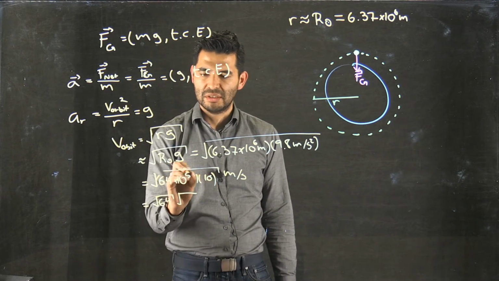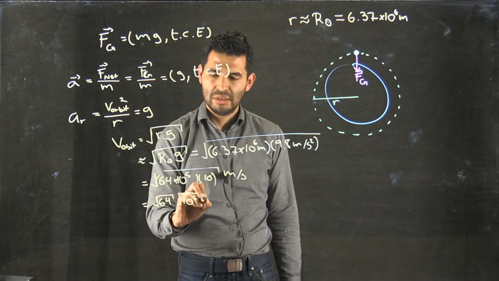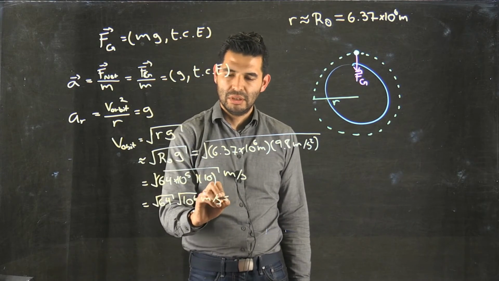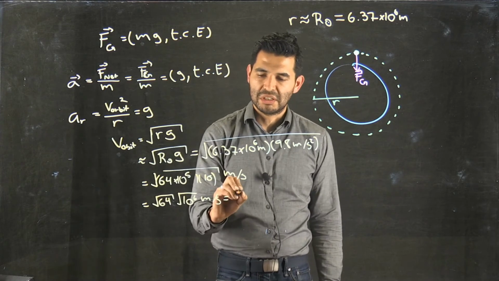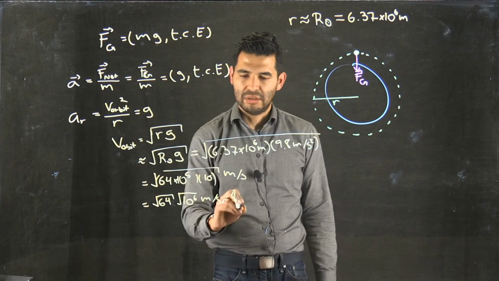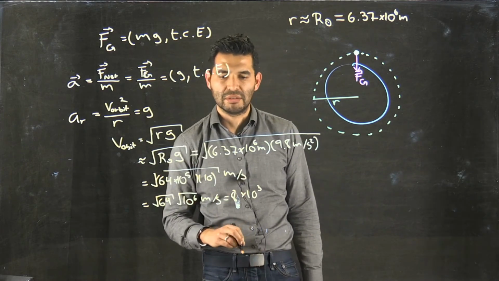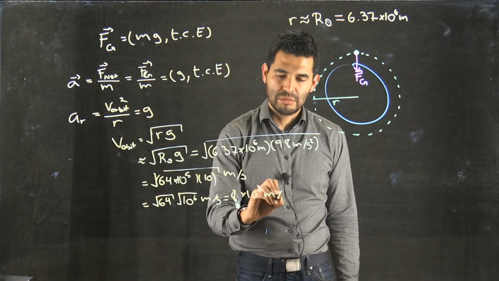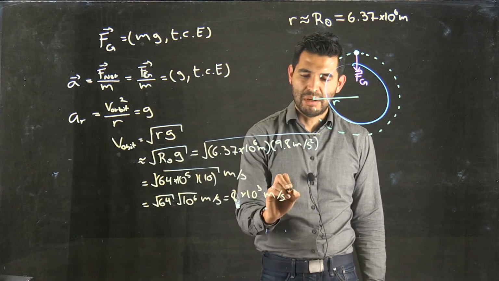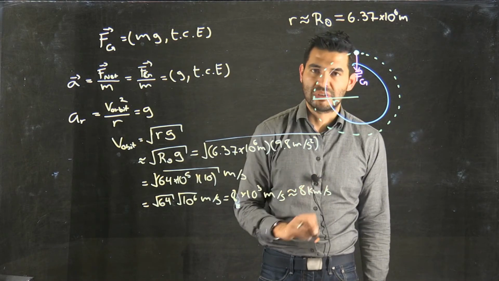So now what I have is the square root of 64 times the square root of 10 to the 6. I have 10 to the 5 here, another 10, that's 10 to the 6 meters per second. Square root of 64 is 8. And then I have times 10 to the 3, which is the square root of this 10 to the 6 meters per second. So about 8 kilometers per second.